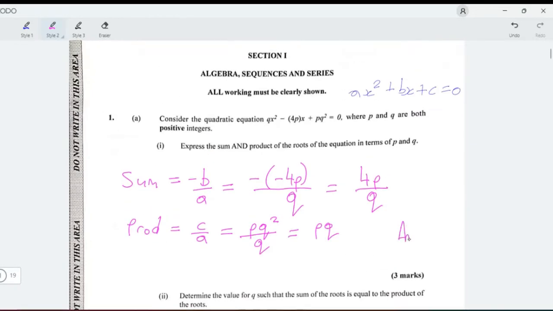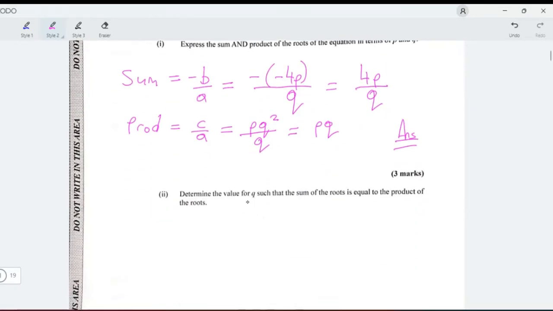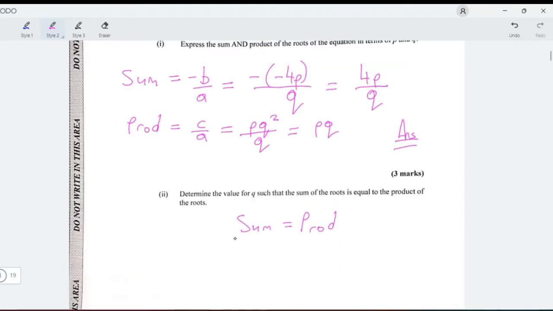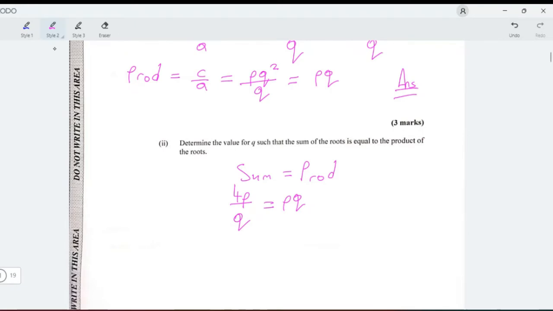Lovely. Now they say determine the value of q such that the sum of the roots is equal to the product of the roots. So if the sum is equal to the product, then what they're telling us is that 4p over q is equal to p times q. Then guess what happened? Since these two are equal, clearly the p's cancel.